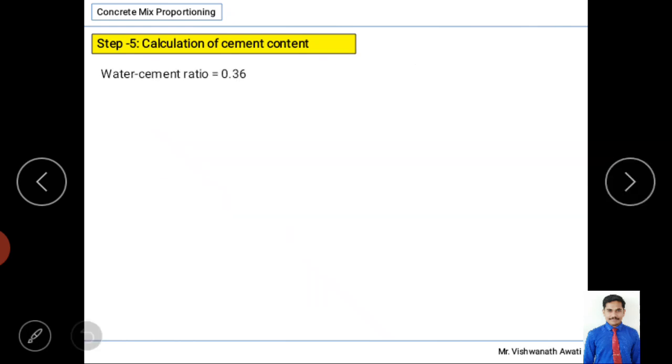So the next step is calculation of cement content. This cement content we calculate with an equation. We have the equation that water divided by cement equals 0.36, correct? If you want to calculate the cement, then we have to move the cement to the other side, so cement content equals water divided by the water cement ratio. What is the water content? 140 kg. And what is the water cement ratio? 0.36. Then we get a value of 412 kg per meter cube, right? Very easy, but you have to calculate very carefully.